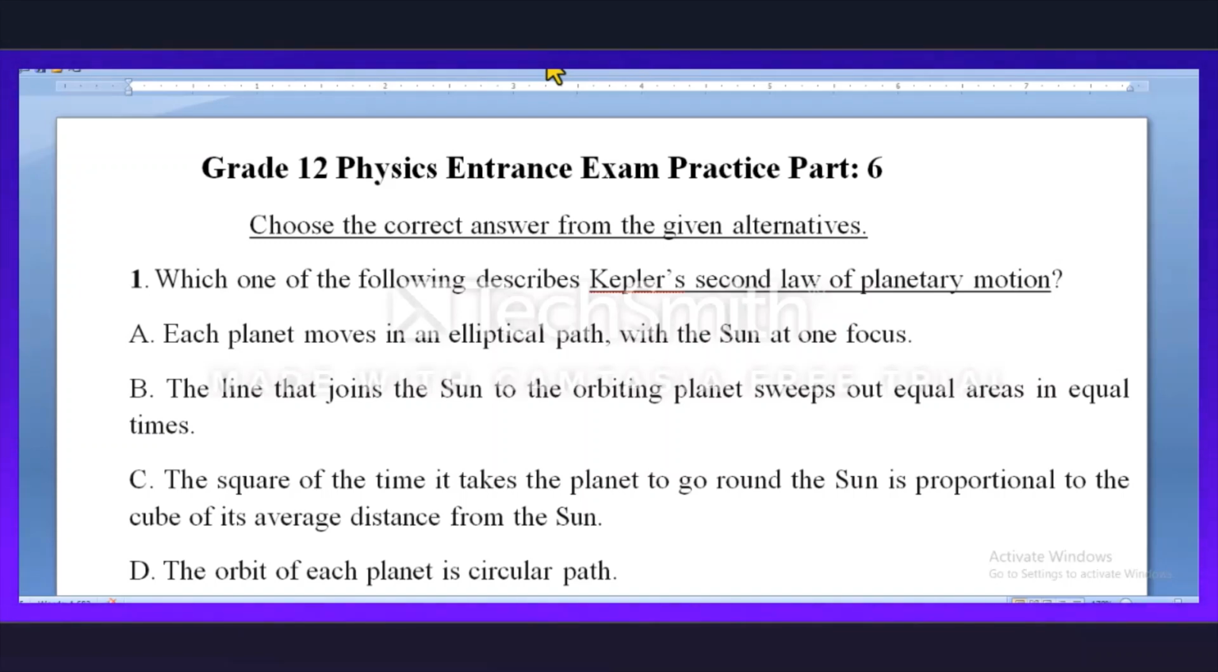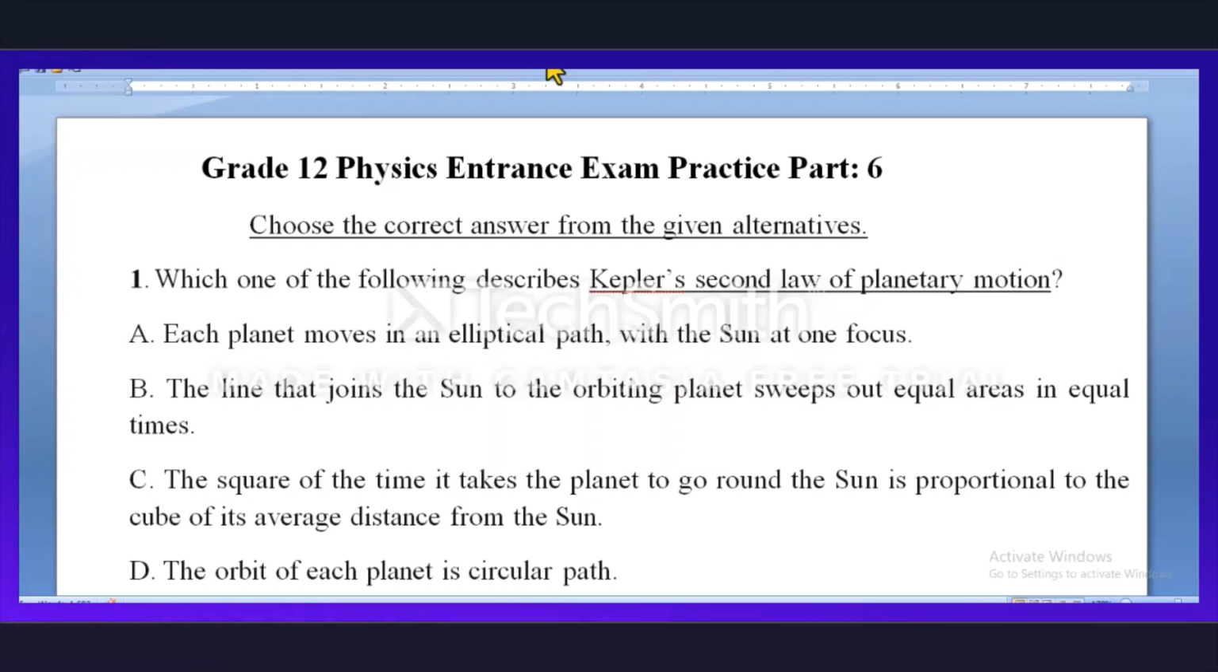Our title is grade 12 physics entrance exam practice part 6. First, we see the question. Next, explaining each alternative one by one. Finally, we go to the conclusion.